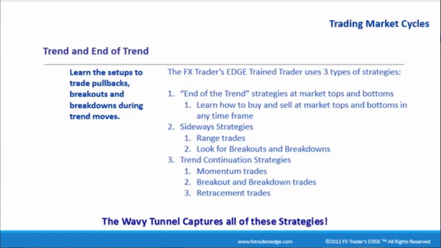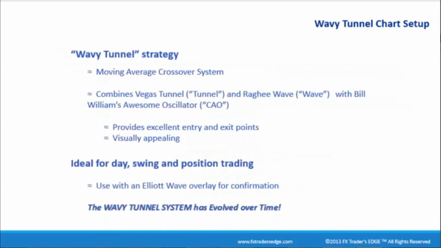Let's begin to unravel the mystery behind the Wavy Tunnel. What exactly is the Wavy Tunnel strategy? Simply put, it's a moving average crossover system. It combines the Vegas tunnel, which we call the tunnel, and the Raggy Wave, which we call the wave, with Bill Williams' awesome oscillator, the CAO.